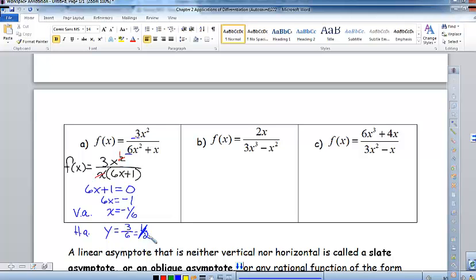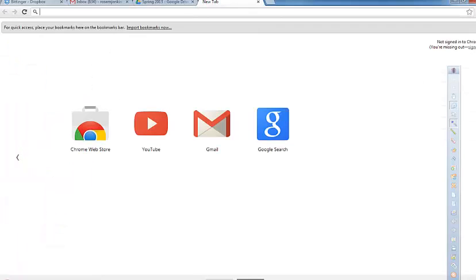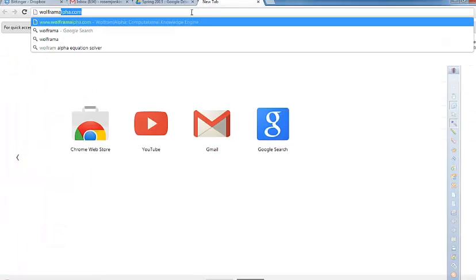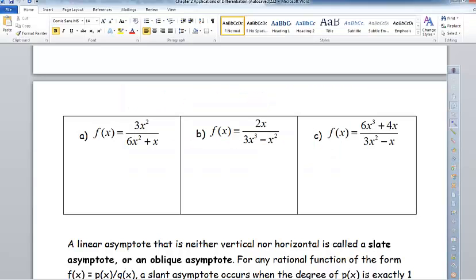All right, let's see if we can take a quick look at this one to put together the information that we found with what the graph should look like. Three x squared over 6x squared plus x.